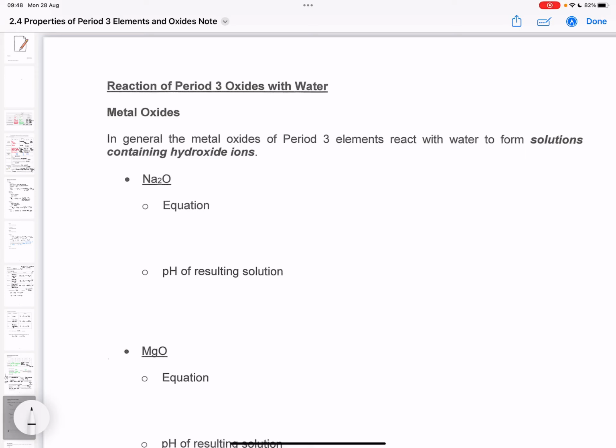So in this video, we're going to look at our period 3 oxides and how they react with water. So let's just remind ourselves of period 3. Our oxides were sodium oxide, magnesium oxide, and aluminium oxide. Then we had silicon dioxide, and as we went across, we had phosphorus(V) oxide, sulfur dioxide, sulfur trioxide, and then remembering that chlorine and argon didn't form oxides.